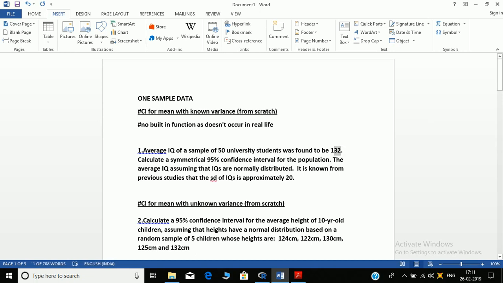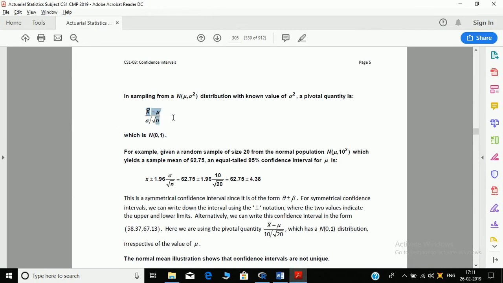What is the test statistic for this? The test statistic is X bar minus mu by sigma by root n. This is the CS1 material which I'll be following, and we'll do questions also from here only. Where sigma is known to us, it follows normal 0, 1. So the interval becomes X bar plus minus 1.96 into sigma by root n, and this 1.96 is dependent on the 95% confidence interval. This can vary. When we have a 90% confidence interval, this will change.